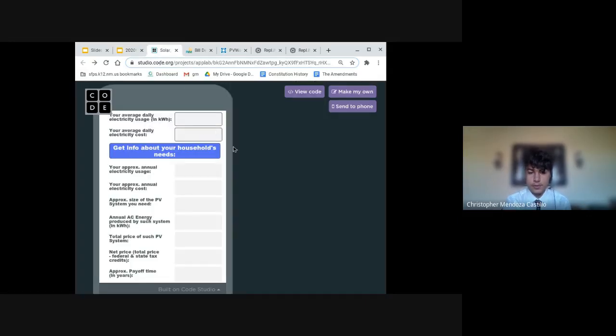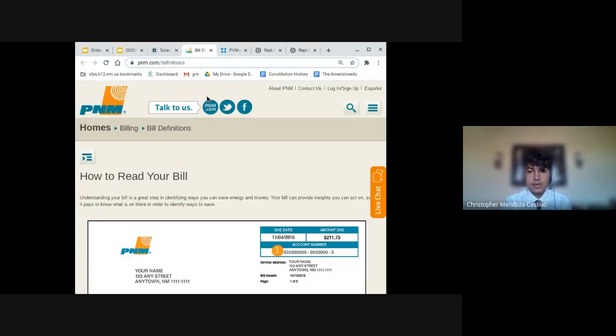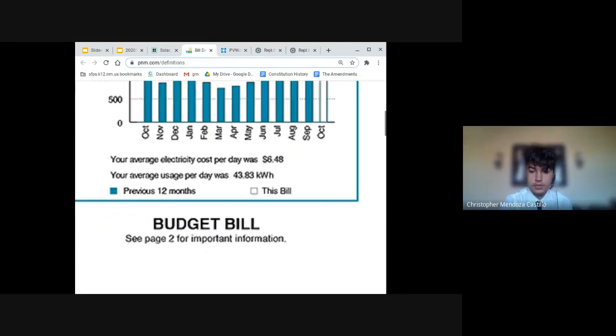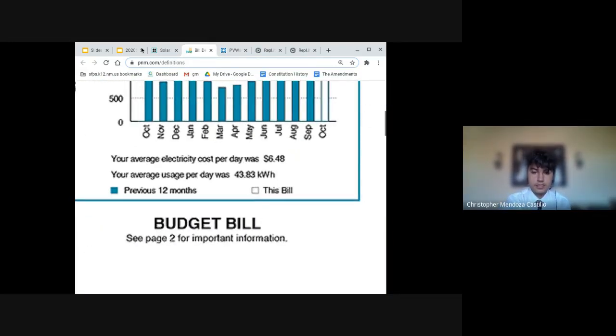We first designed an app using the JavaScript language. In this app, the user has to type the daily electricity usage and cost. This is where PNM customers can get that on their utility bills. As we can see, there's 43 kilowatt hours and $6.